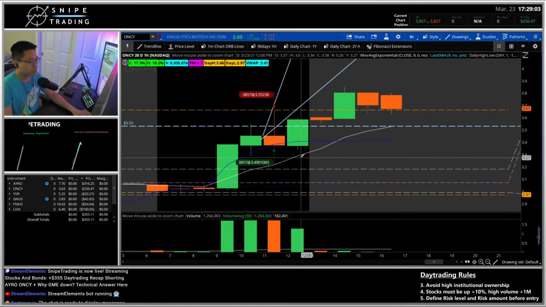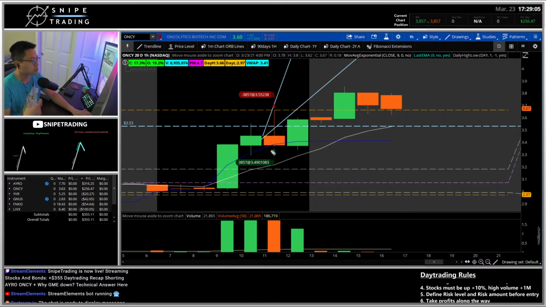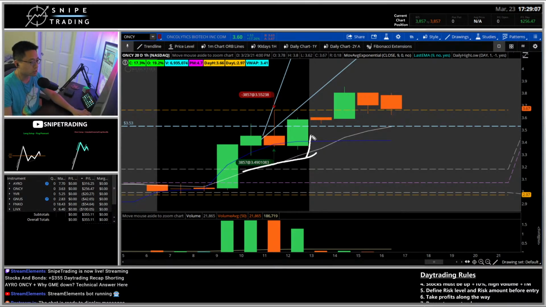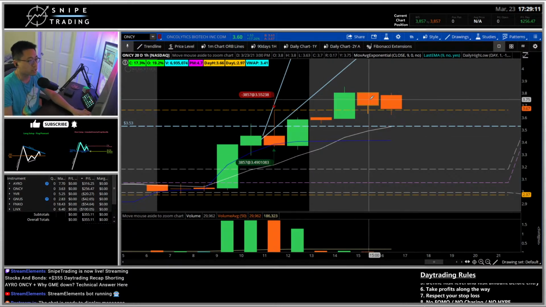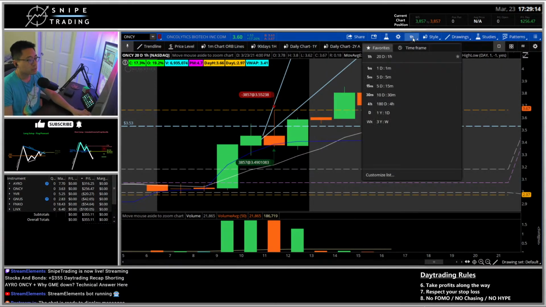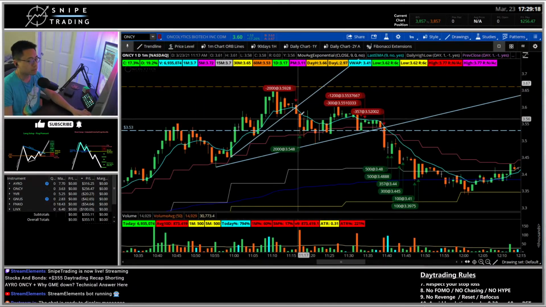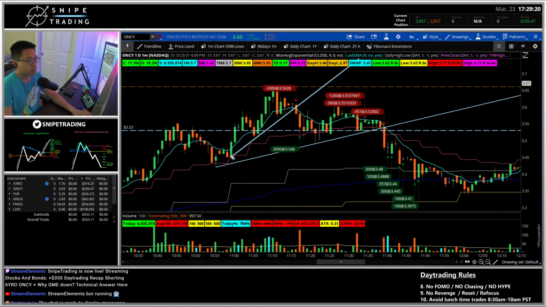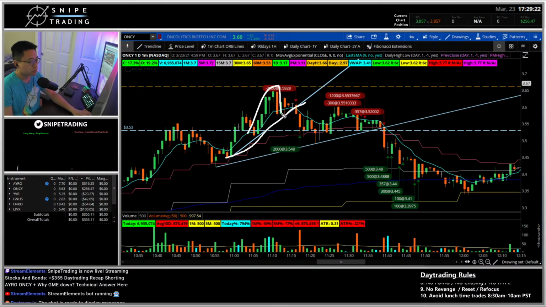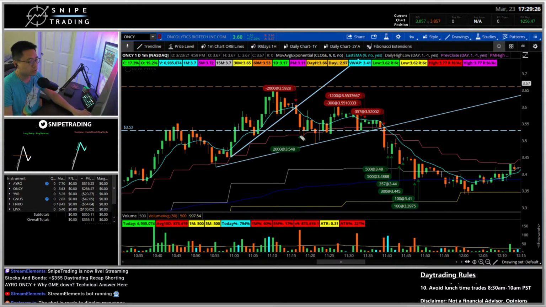So if you ever want to go long on a stock, always make sure the hourly chart is nearby to the low of the candle. So that was ONCY. And just to bring it to the minute chart here, I took the inverted cup and handle, took this trade and covered on the 5-minute chart.